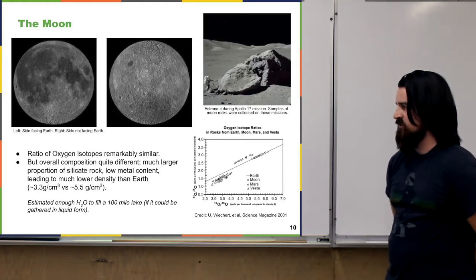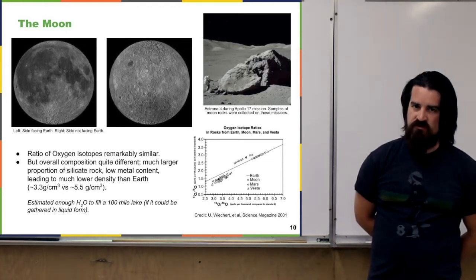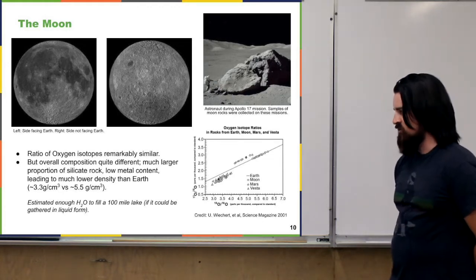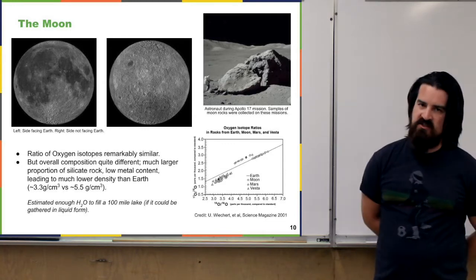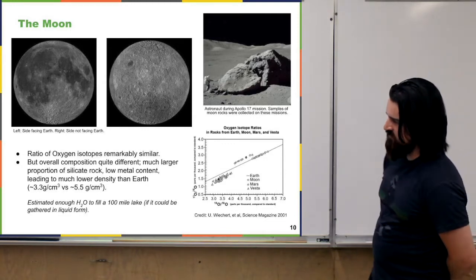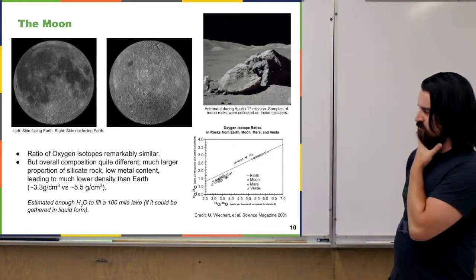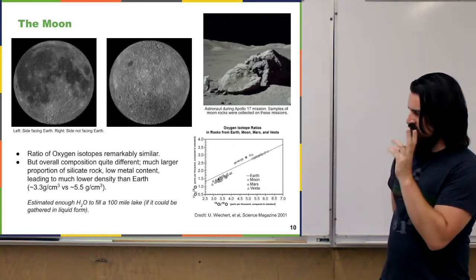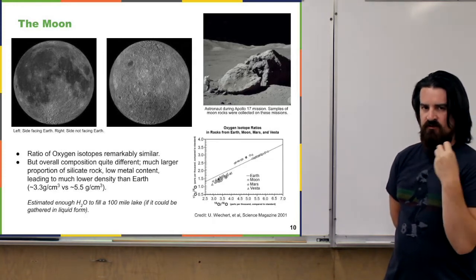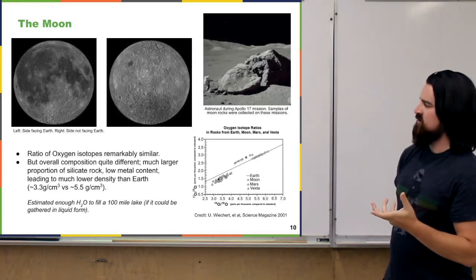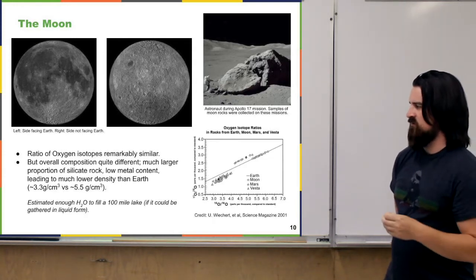However, there are also substantial ways that the Moon is quite different from the Earth. One, just looking at its overall density: the Earth is about 5.5 grams per cubic centimeter. The Moon is only about 3.3 grams per cubic centimeter. So it actually has a much larger silicate rock content, and much lower metal content.